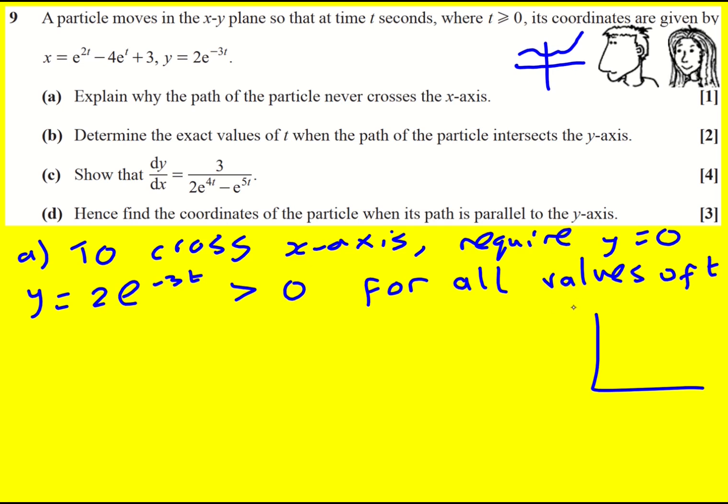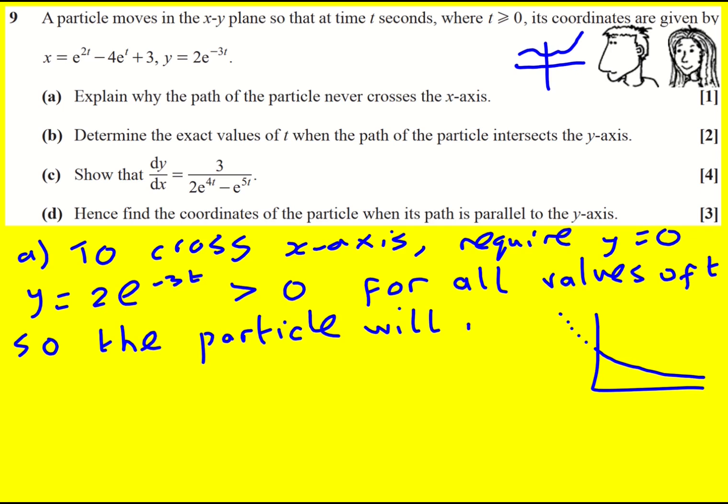This is a negative exponential, so, well, I suppose t is greater or equal to 0. So you get this little bit, and then you get this bit coming down like that. There's an asymptote at y equals 0, but it never actually touches. So the particle will never cross. I'm happy with that.